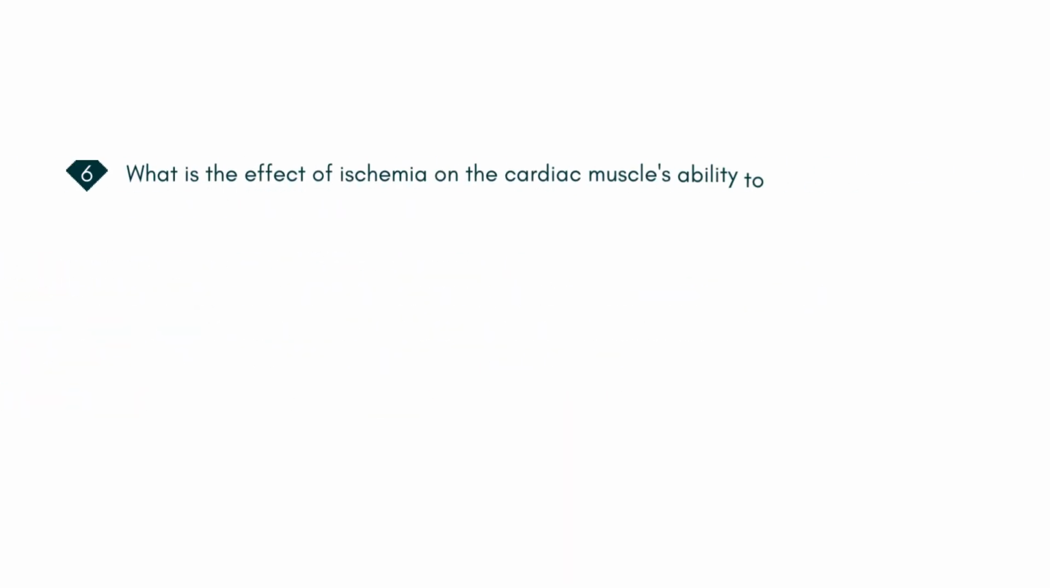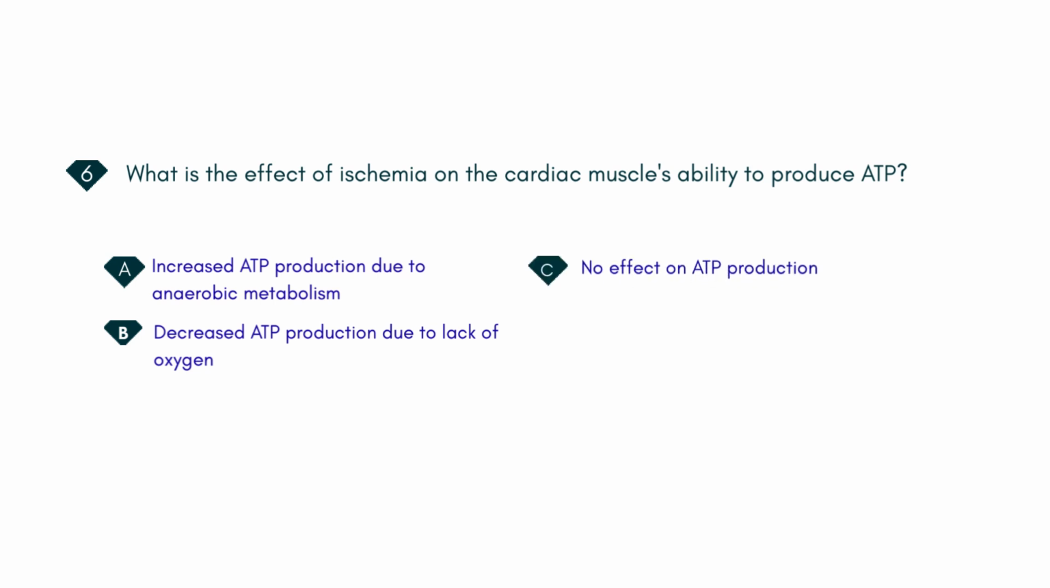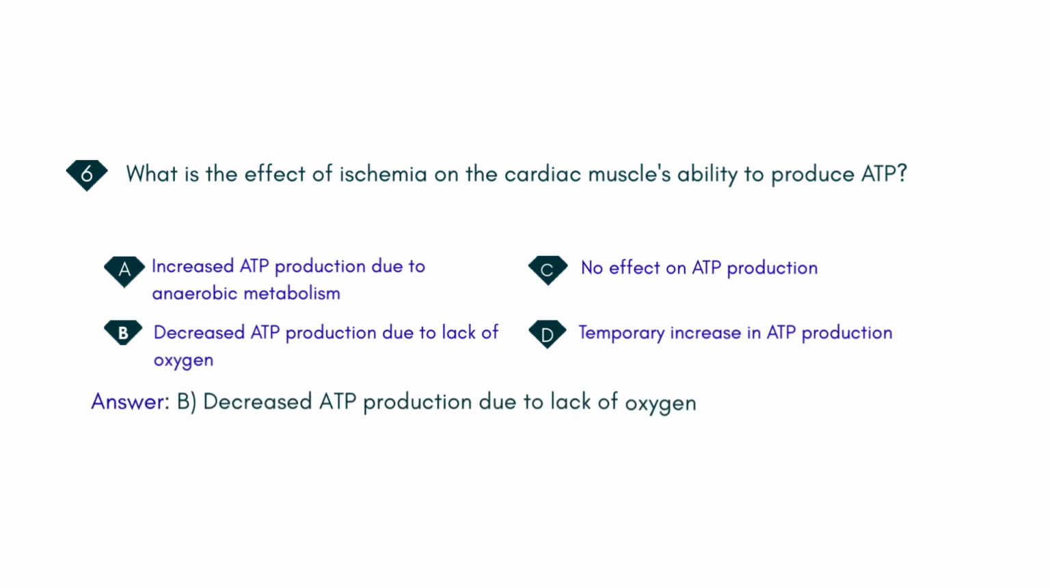What is the effect of ischemia on the cardiac muscle's ability to produce ATP? A. Increased ATP production due to anaerobic metabolism. B. Decreased ATP production due to lack of oxygen. C. No effect on ATP production. D. Temporary increase in ATP production. Answer B. Decreased ATP production due to lack of oxygen.